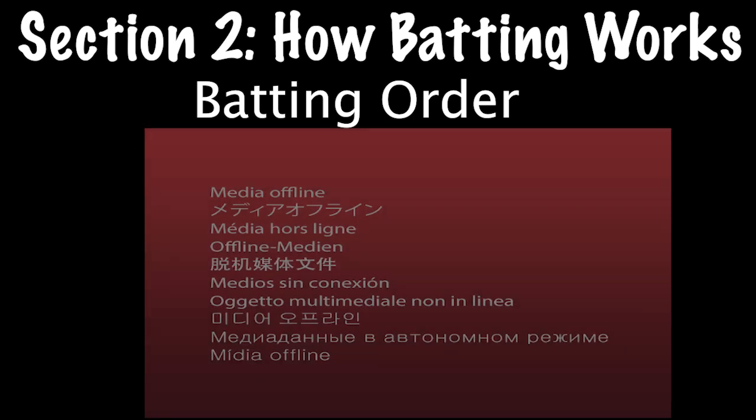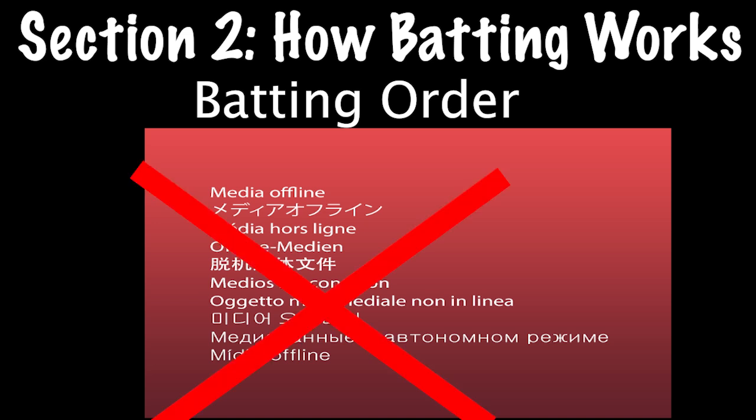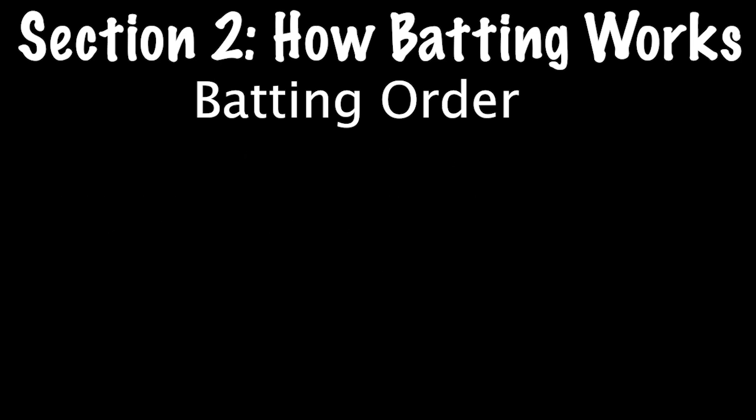Now, let's stop right over here. Remember in chapter 3, when I was talking about the different field positions and how they are numbered? That is completely different than the batting order over here. Just because the first baseman is number 3 as a position on the field does not mean that they will be number 3 in the batting order. The batting order is completely determined by the manager and the bench coach. I want you to keep in mind that those are completely separate.